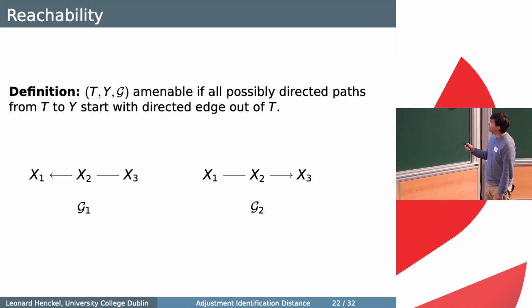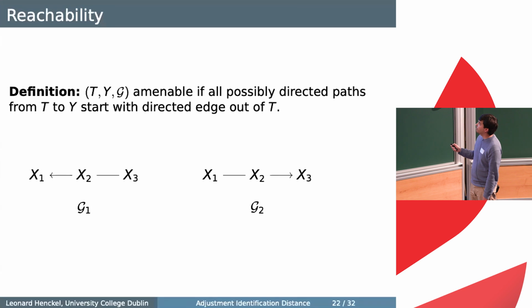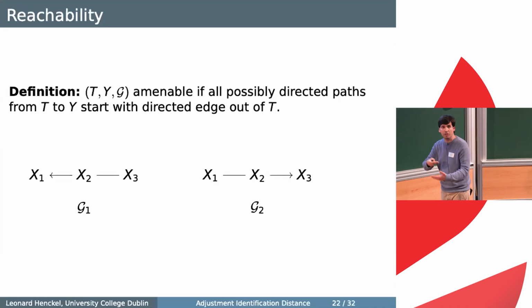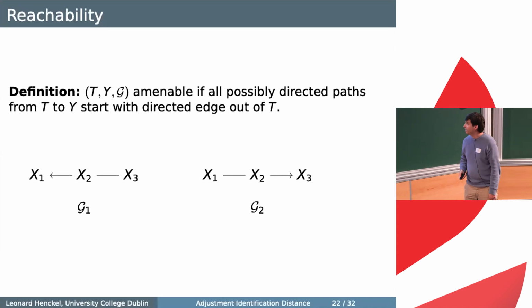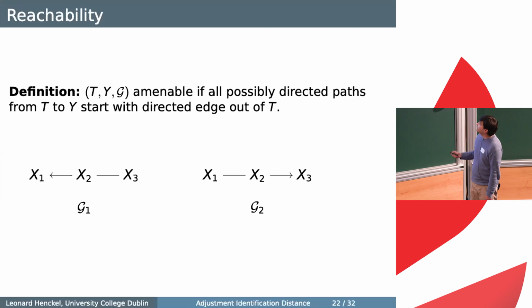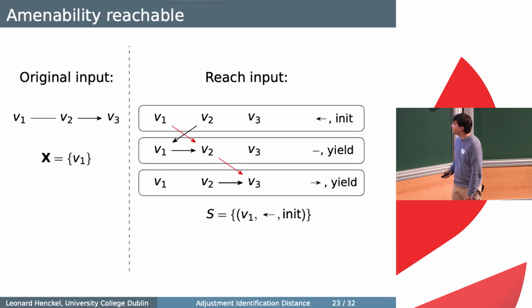Whereas if this edge is missing over here, then you have a problem because you can't decide whether this is a confounder, a measured confounder, or a mediator. And depending on what it is, you either need to adjust for it or you're not allowed to adjust for it. Okay? So amenability is equivalent to saying all possibly directed paths from T to Y start with a directed edge out of T. What does that mean? All these paths where you have a mix of undirected edges and directed edges pointing from your treatment to your outcome are not allowed to start with an edge of this form because then you have ambiguity.